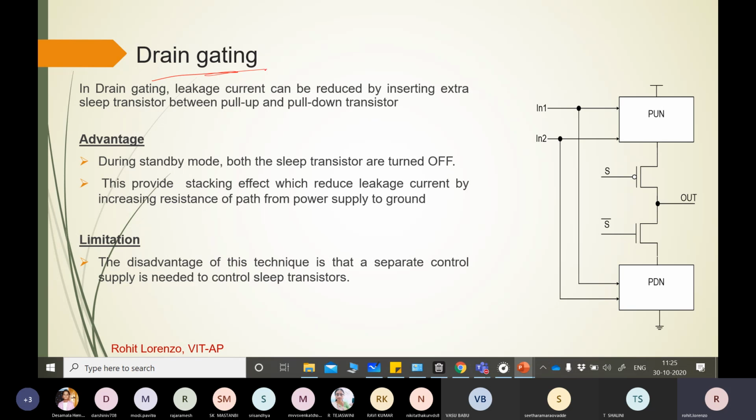In the drain gating technique, there is a pull up network and pull down network, and they introduce the sleep transistor between the pull up and pull down network. When this is not in operation, this transistor will cut off and will block the leakage path.